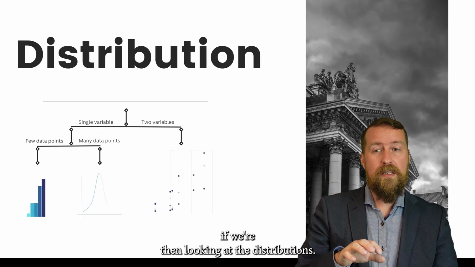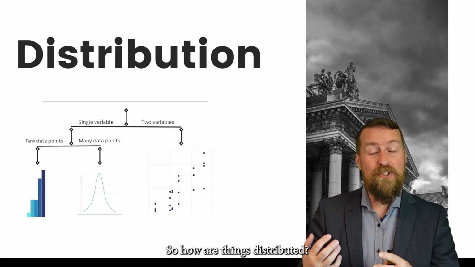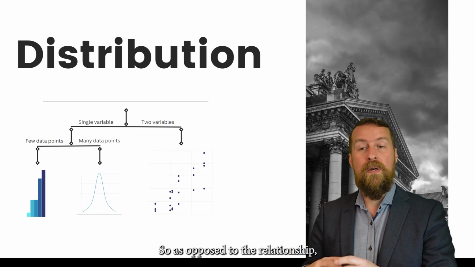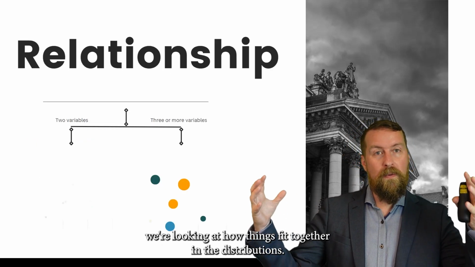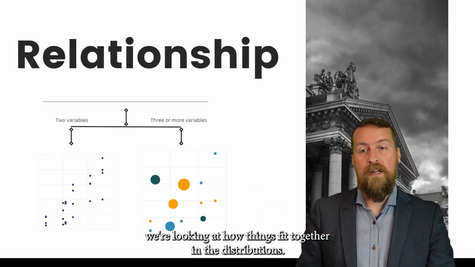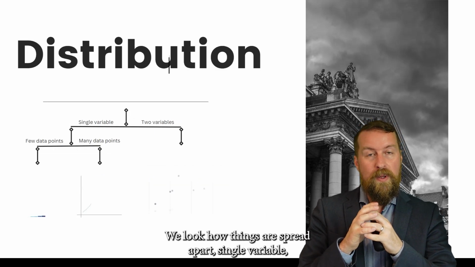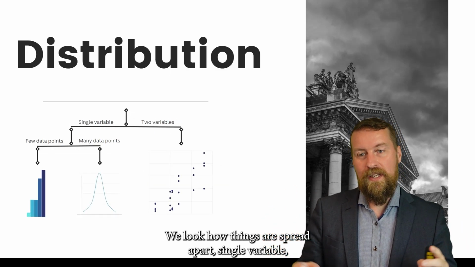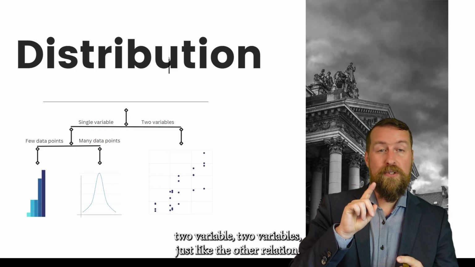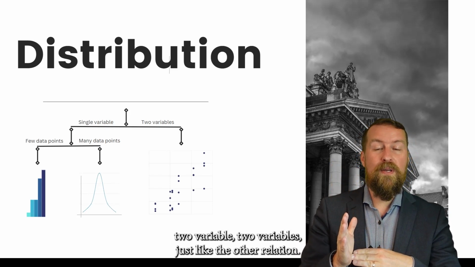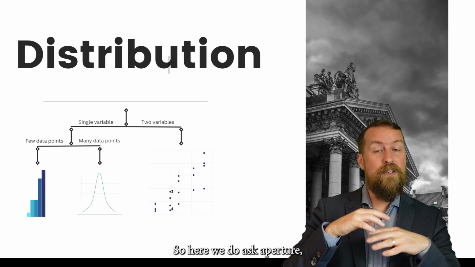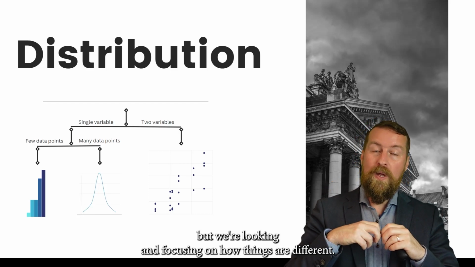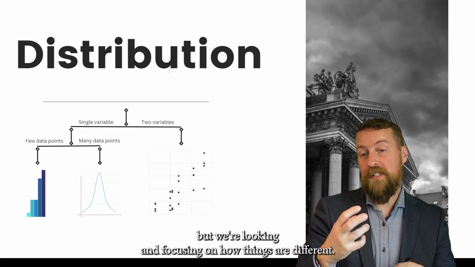If we're then looking at the distributions, so how are things distributed? As opposed to the relationship, where we're looking at how things fit together, in the distributions we look at how things are spread apart. Single variable, 2 variables. With 2 variables, just like the other relationship, well, we do our scatter chart, but we're focusing on how things are different.